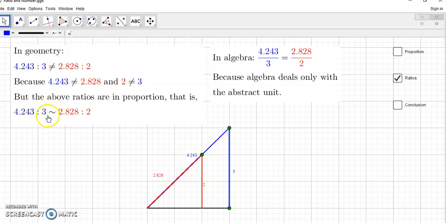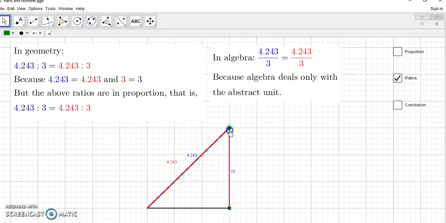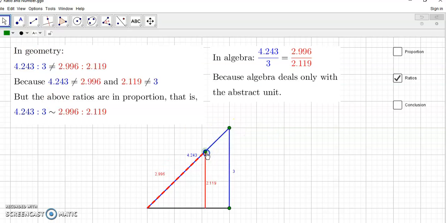This is what this little symbol here means. It means it doesn't matter where you go, all the way here, there, etc. They're all in proportion. When are two ratios equal? Only if they're the same. That's the only time that these ratios will be equal, is if they're the same. Otherwise, they're never equal, but they're in proportion.